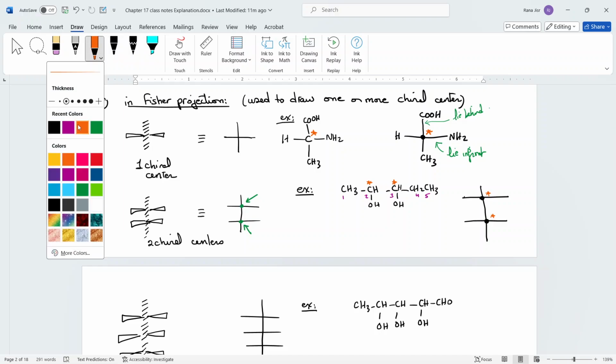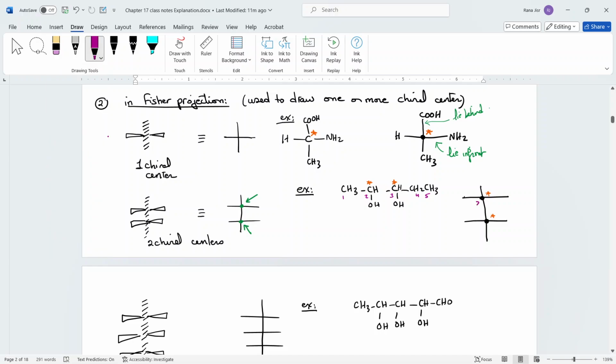So over here, I do have carbons 2 and carbon 3, right? Because both of those are chiral centers. So on 2, what do I have? On carbon number 2, I do have a CH3. Keep it on the vertical line. So the CH3 is all the way up there. And then on carbon number 2, I have a hydrogen and an OH.